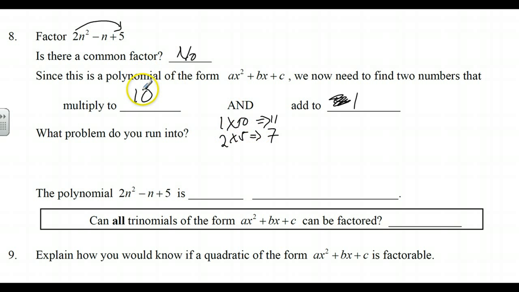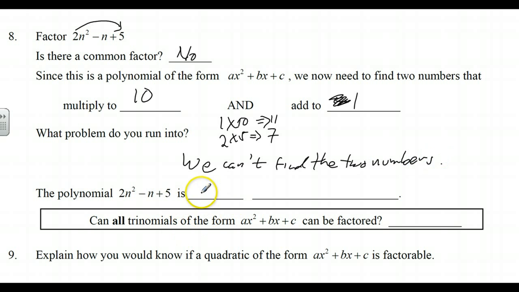A really important skill in factoring is being able to break up a number into its two-number products, or factors. So what problem do you run into? We can't find the two numbers. So this is not factorable.